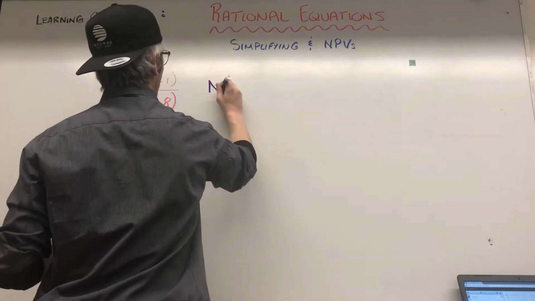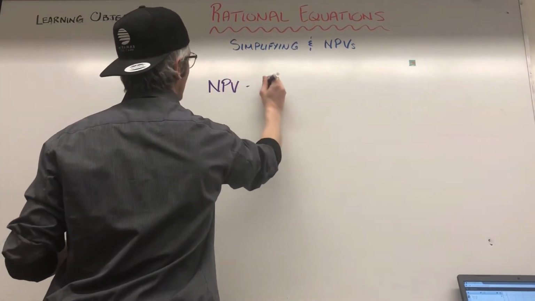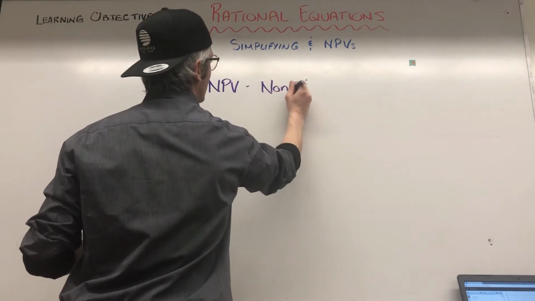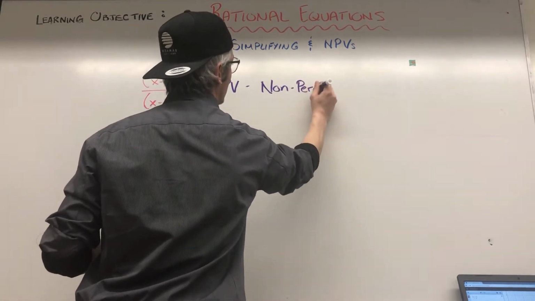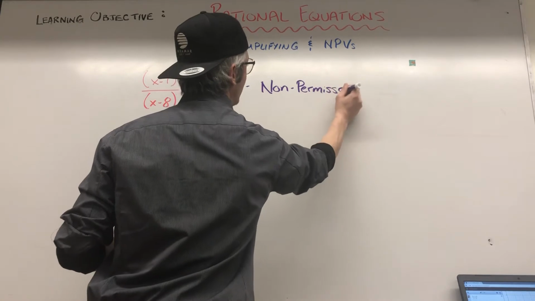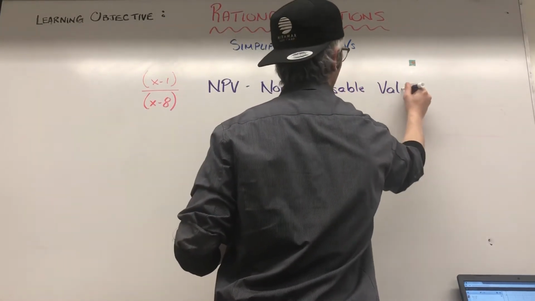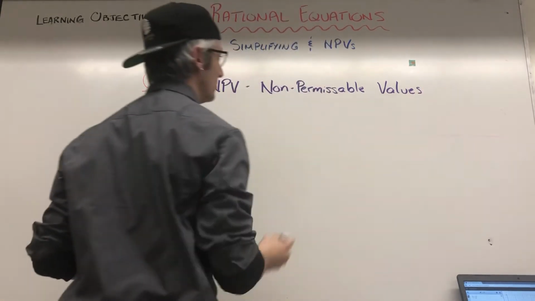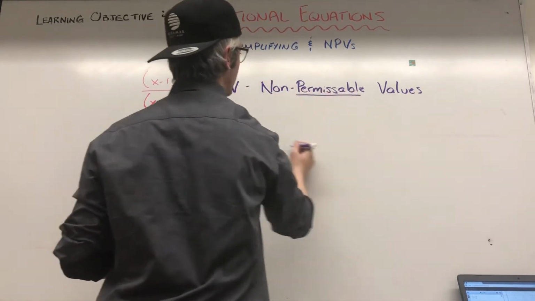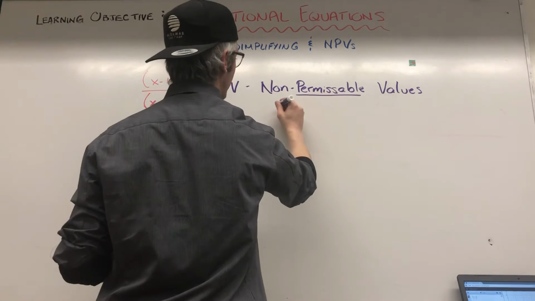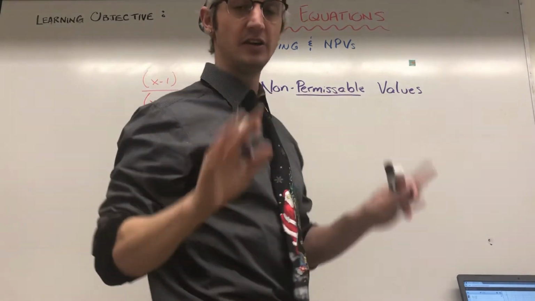NPV, or non-permissible values. So basically what does permissible mean? Allowed. Not allowed. So non-permissible values are values that we cannot allow.